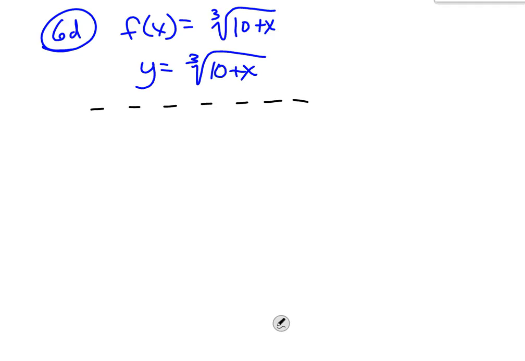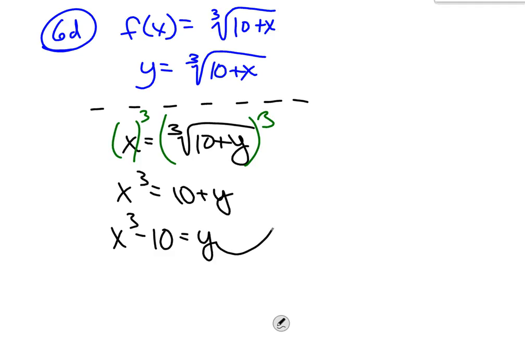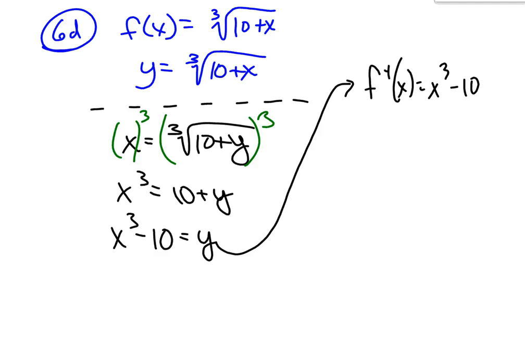So then for this one, x equals the cube root of 10 plus y. And what are we going to do in this one? Cube both sides. We're going to cube both sides, and then we get x cubed equals 10 plus y, and then to get y alone, we'll subtract 10. X cubed minus 10 equals y, and so then just writing it in function notation, f inverse of x equals x cubed minus 10. So can you algebraically come up with an inverse of a function?